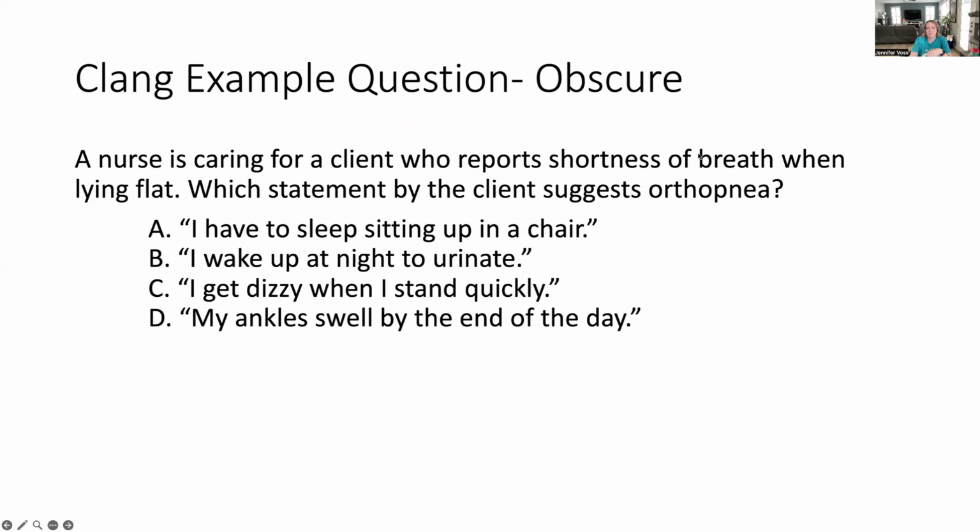So in this one, we basically have clang, clang, clang, because we have a shortness of breath while lying flat, which is orthopnea. And then we have this concept of the person has to sleep sitting up in the chair because they get short of breath when they lie flat. So I don't know, I guess maybe it is. Don't get too caught up on the obscure, but that's what the clang is: do I have something in my answer options that basically repeats itself?